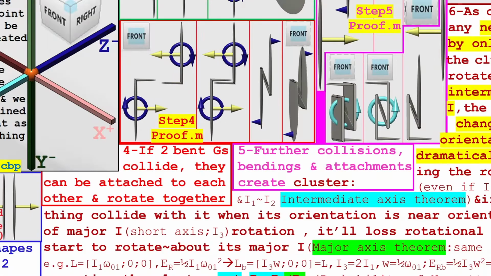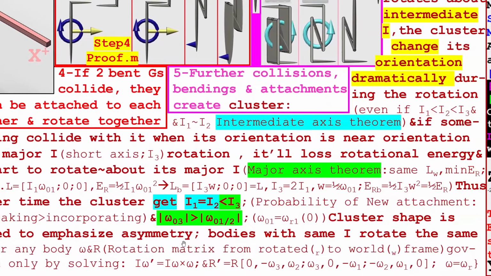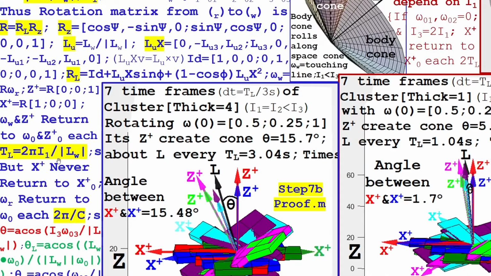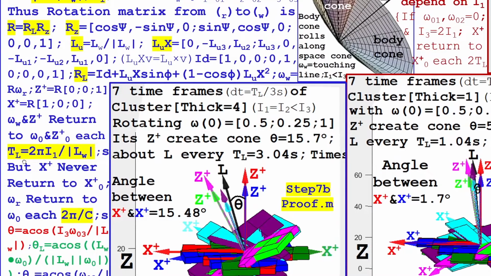Step 7. The rotation of any body is governed only by solving the system of equations in the former page. Therefore, bodies with the same moment of inertia rotate the same. And this cluster rotates exactly like Feynman's wobbling plate, even though it's asymmetric. The cluster's angular velocity and major axis both return to their positions every t_L seconds. The functions that describe the cluster's angular velocity are simple harmonic oscillators and wave functions.